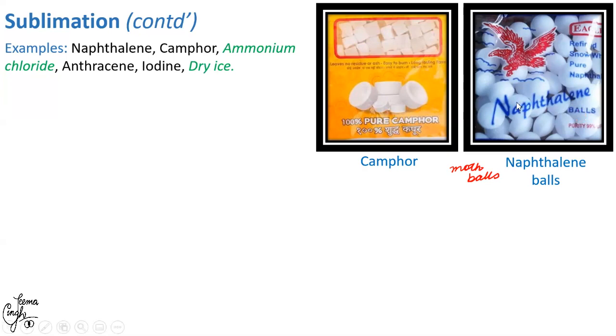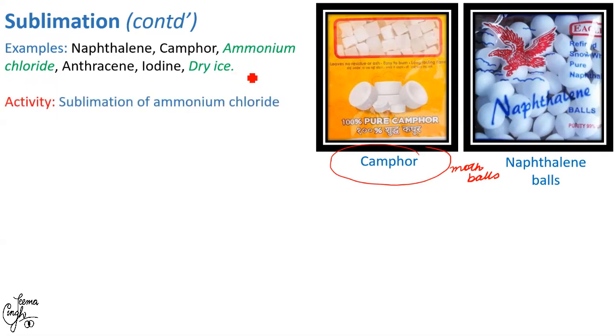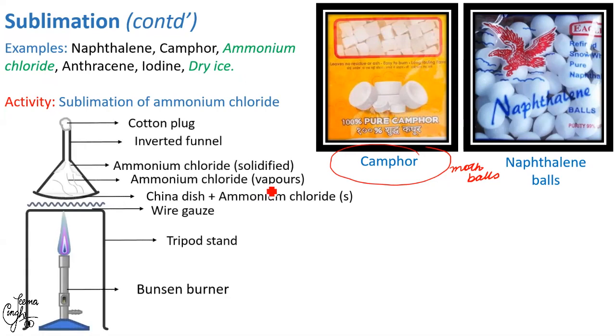Another common example of a solid undergoing sublimation is camphor, which is also called kapoor in Hindi and is used during puja and religious ceremonies. These are some more examples of substances that undergo sublimation. Let us undertake an activity that demonstrates the process of sublimation. For this activity, we take a small amount of ammonium chloride in a china dish.